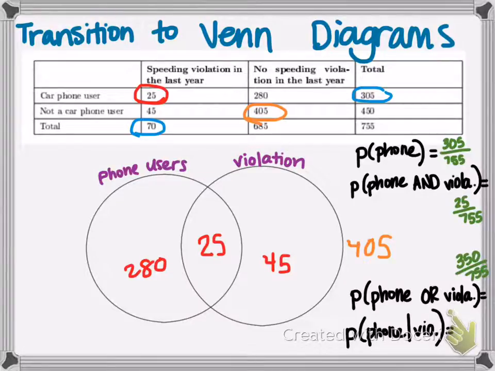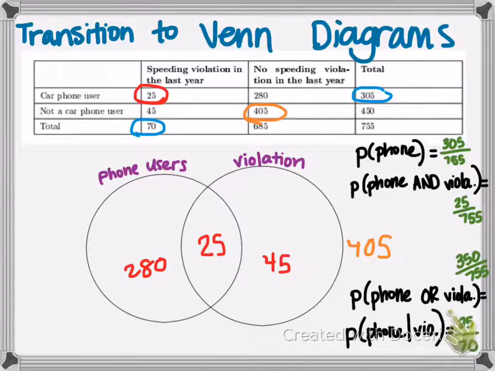Finally, the probability of a phone user given that they're a violator. Now I need you to blur your vision and only look at the violator circle here. So we're only looking at this circle. I can block everything else out. Of those 70 people contained in this circle, since that's what's given to me, only 25 of them are also within the phone user circle. So that should be a 25 out of 70.